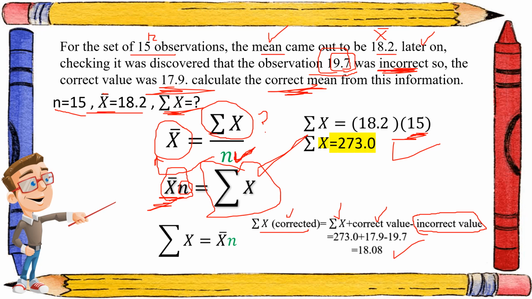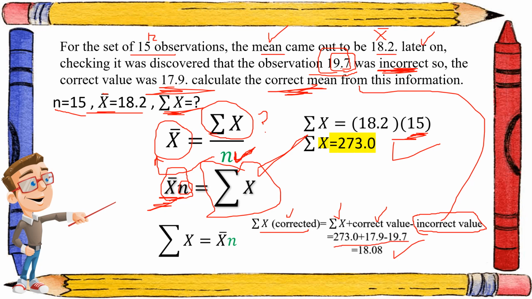So we will get the correct mean from the information by just putting in the values. Summation x we have found to be 73.0 plus 17.9 from the correct value and minus 19.7. In the question the incorrect value is given, so we just put the incorrect value and we have found the answer.